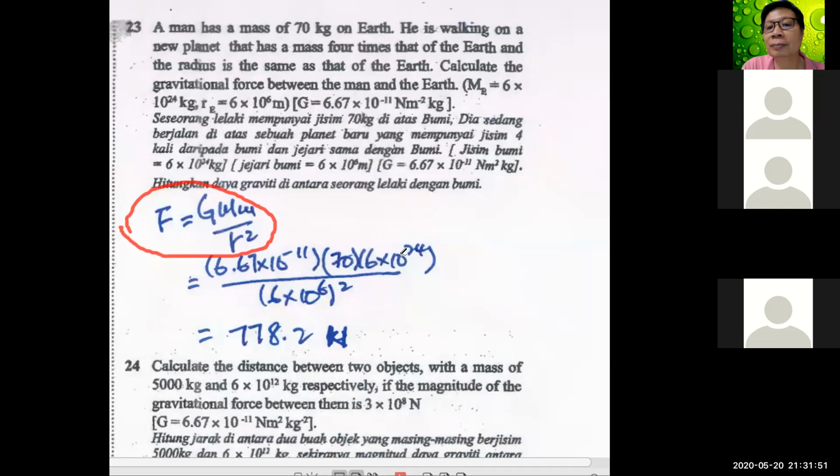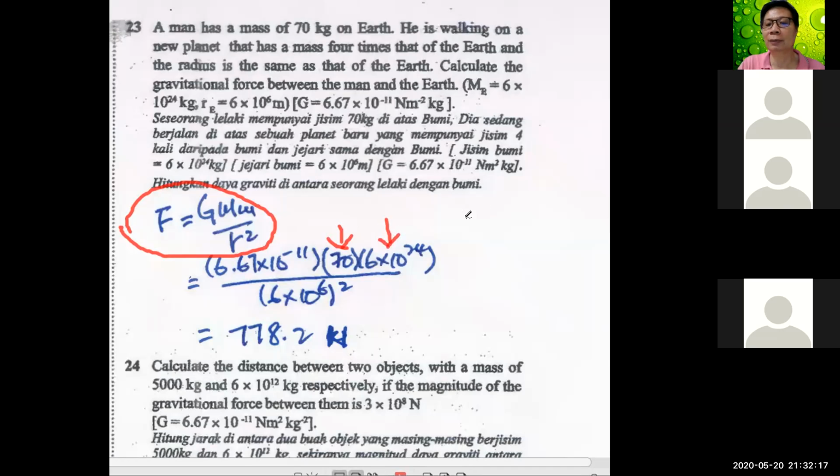Is it the Earth? Why didn't I times 4? No, let me see first. Calculate the gravity between the man and the Earth. Yes. So this one must be the man, and this one must be the Earth. That one is 4 times the mass.